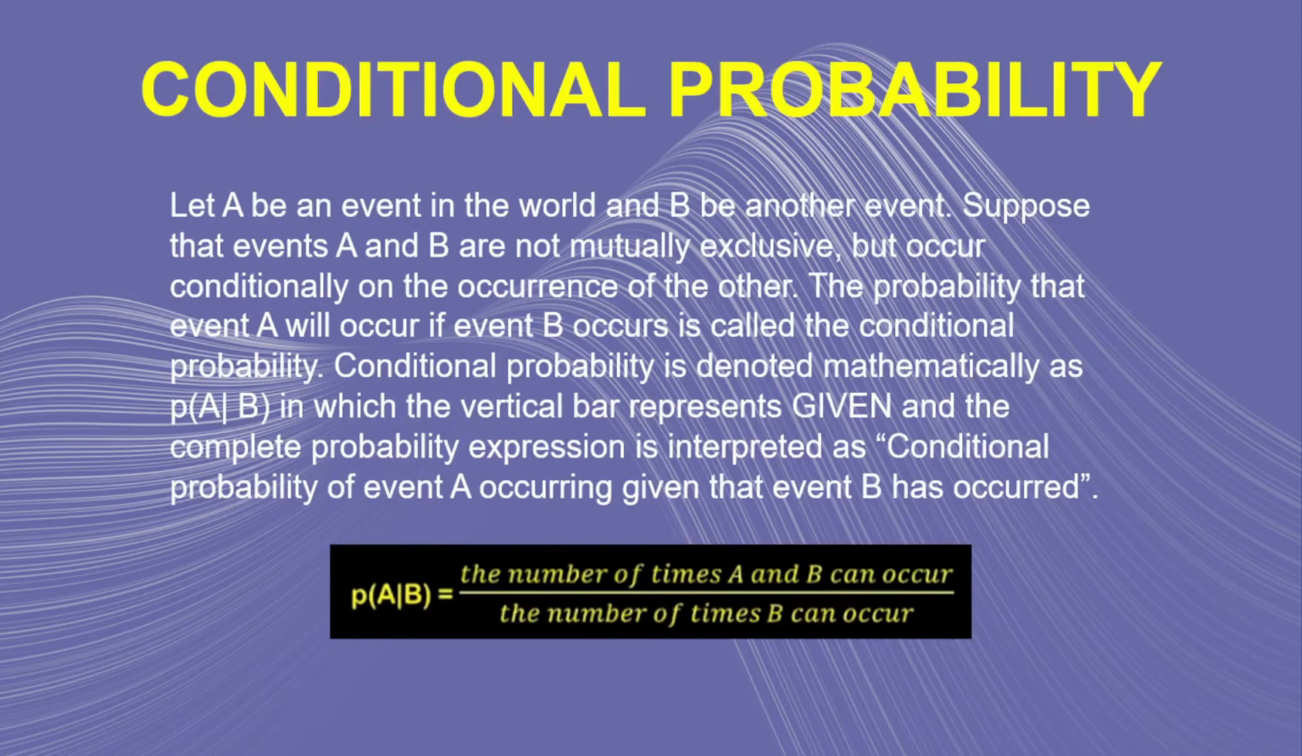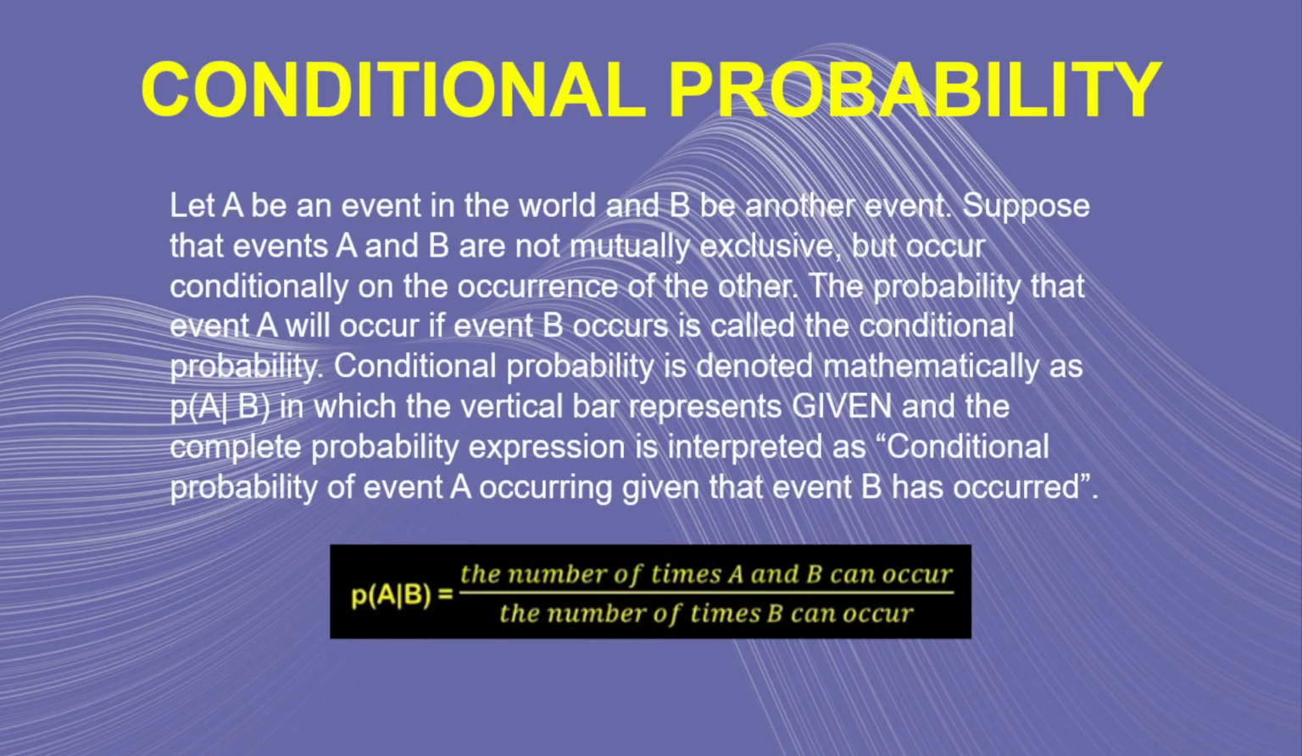Conditional probability. Let A be an event in the world and B be another event. Suppose that events A and B are not mutually exclusive but occur conditionally on the occurrence of the other. The probability that event A will occur if event B occurs is called the conditional probability. Conditional probability is denoted mathematically as P(A|B), in which the vertical bar represents given, and the complete probability expression is interpreted as the conditional probability of event A occurring given that event B has occurred.